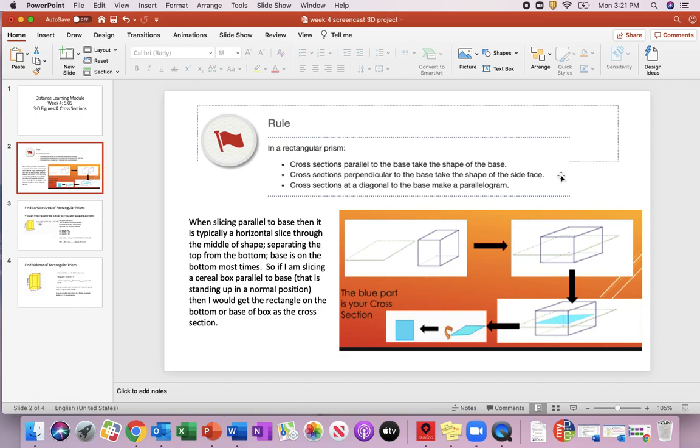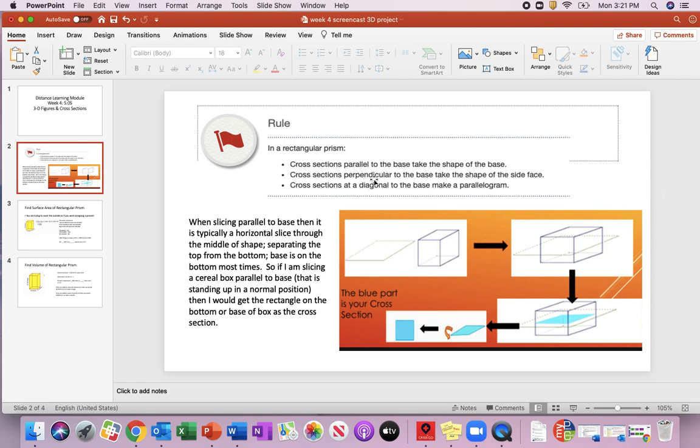So, in a rectangular prism, cross sections that are cut parallel to the base take the shape of the base. The base is typically on the bottom, although it doesn't have to be. It could be turned different ways. Parallel means you are slicing horizontally across from left to right.